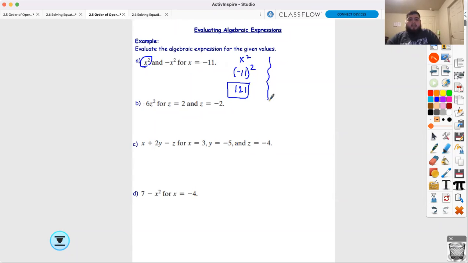Let me draw a little line here and then get my other color. So now we're gonna do the other expression, negative X squared, right? We're doing this one right here. And now we're gonna plug in, so negative parentheses, -11 squared. Well, luckily, guys, guess what? We already did -11 squared. We know it's 121. But what's still there? The negative sign is still there. So it becomes -121. Now we're gonna go ahead and go for B.